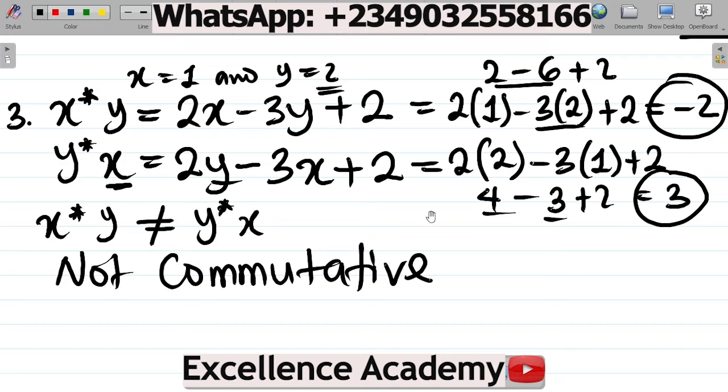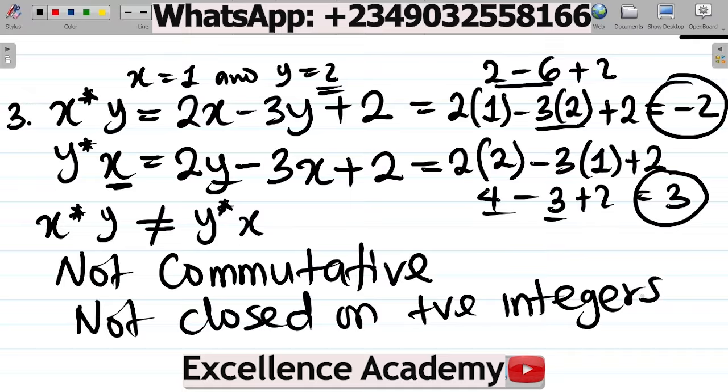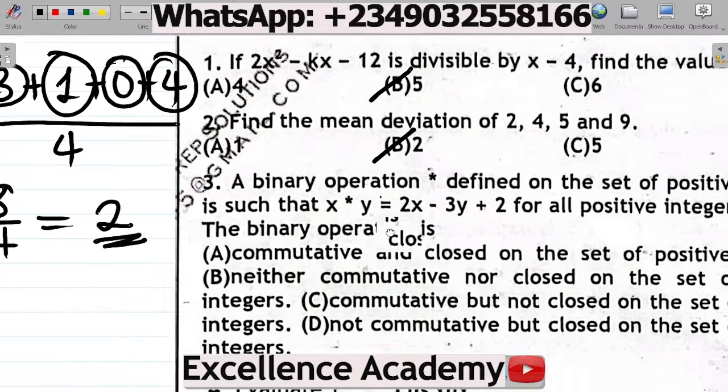When we say it is not closed on positive integers, it means that when something is closed on positive integers, irrespective of what values you take for x and y, it will always be positive. But that's not true. Sometimes it can be negative. So in essence, it is not closed on positive integers. So let's see which option matches. It is not commutative and it is not closed on positive integers.